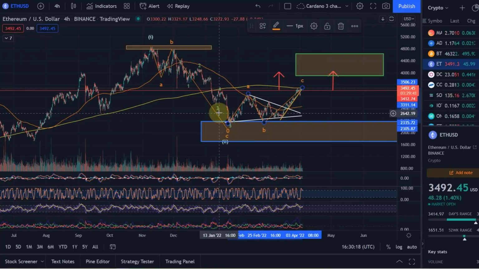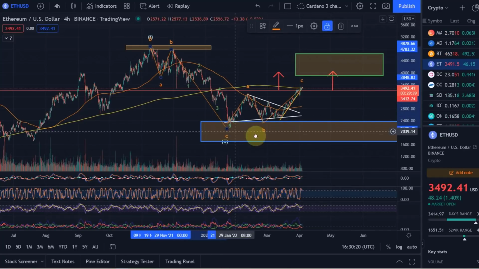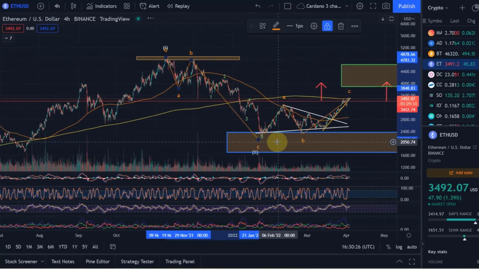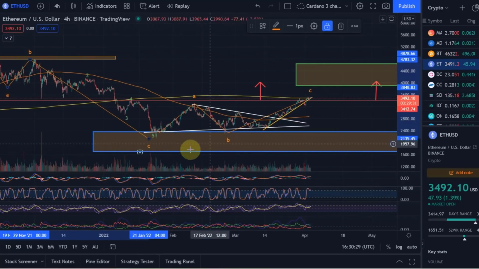Oops. So this wave, no, I can't grab it. Come on. Well, anyway, maybe I'll leave it. For some reason it doesn't work.